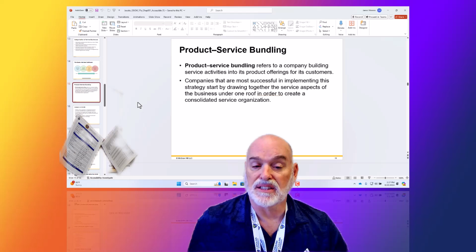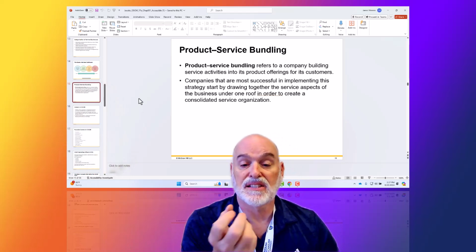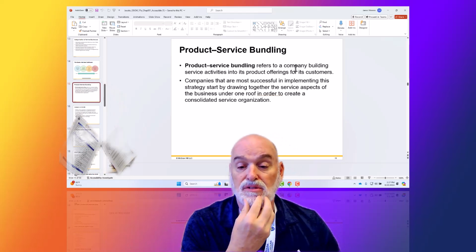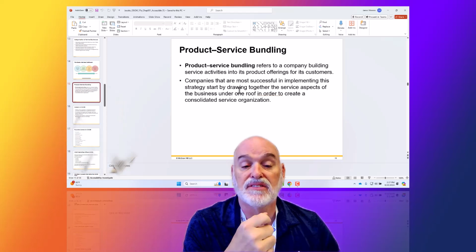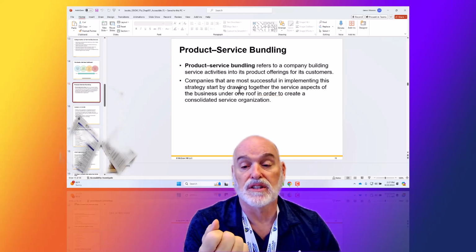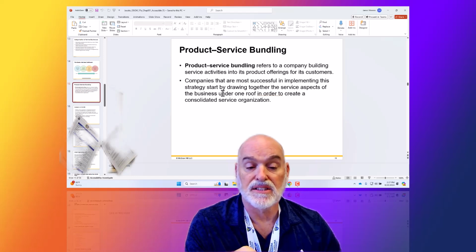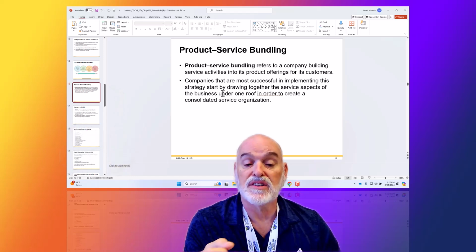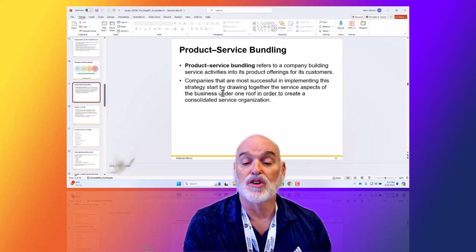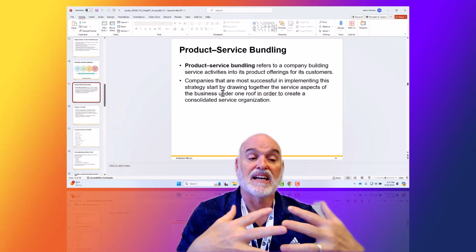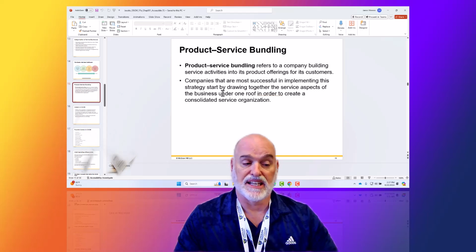Product service bundling. Sometimes you can combine products and services. And basically this refers to a company building service activities into its product offerings for its customers. Companies that are most successful in implementing this strategy start by drawing together the service aspects of the business under one roof in order to create a consolidated service organization.